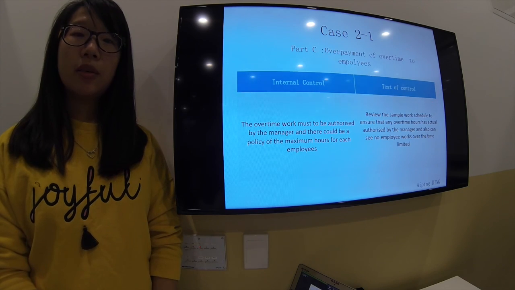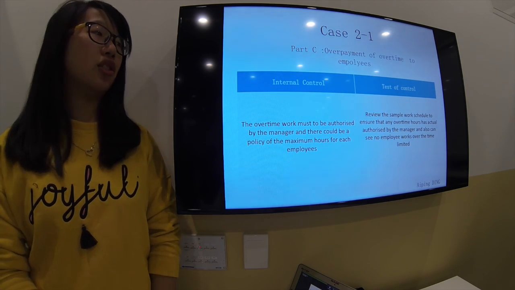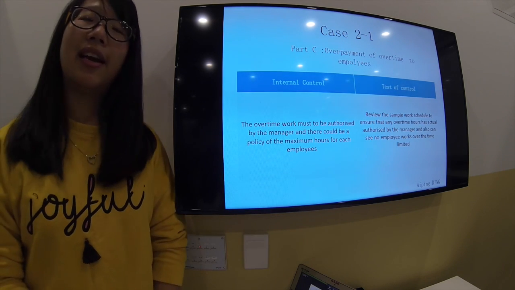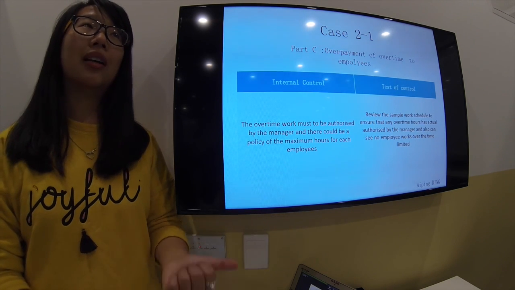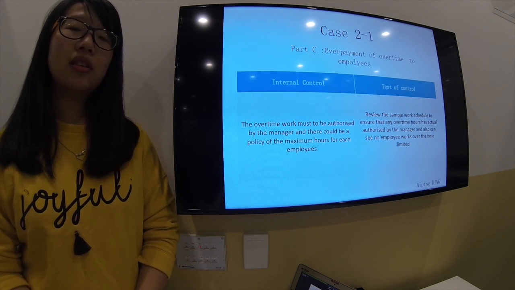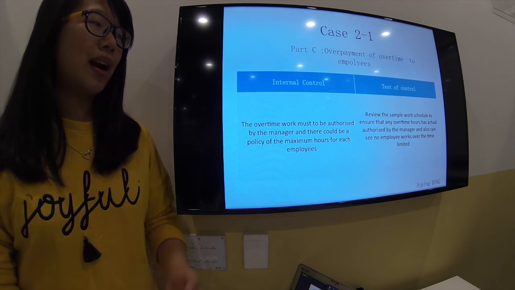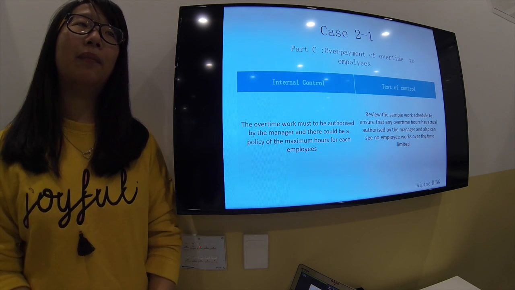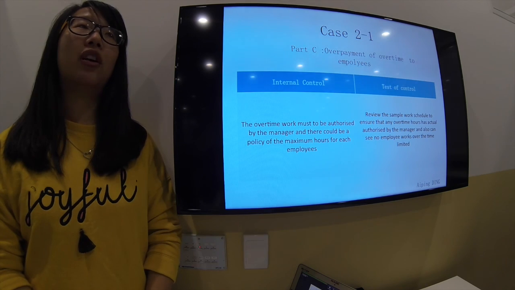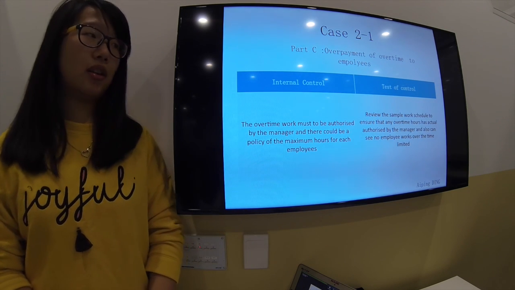As an auditor, when we do a test of controls, we can review a sample of work schedules to ensure that any overtime work has actually been authorized by the managers. And also, by reviewing the sample, we can ensure that no employees have been working over the maximum hours according to the policy.